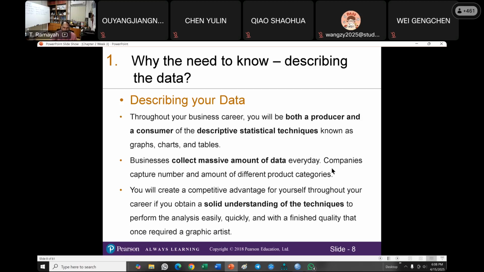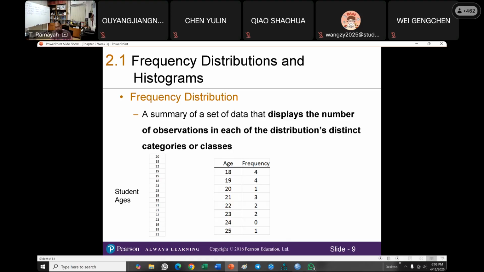So how do you visualize this information? You need a solid understanding of the tools and techniques available so that as a person who consumes data, you will be able to present them in forms that are more easily visualized. So that is why we need to understand how to present the data. The first type of graphical or tabular distribution that you can do is called the histogram.